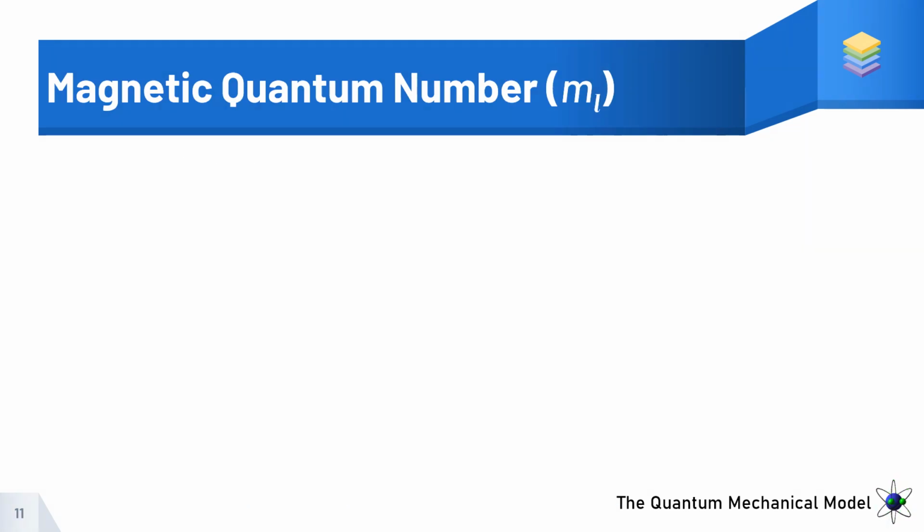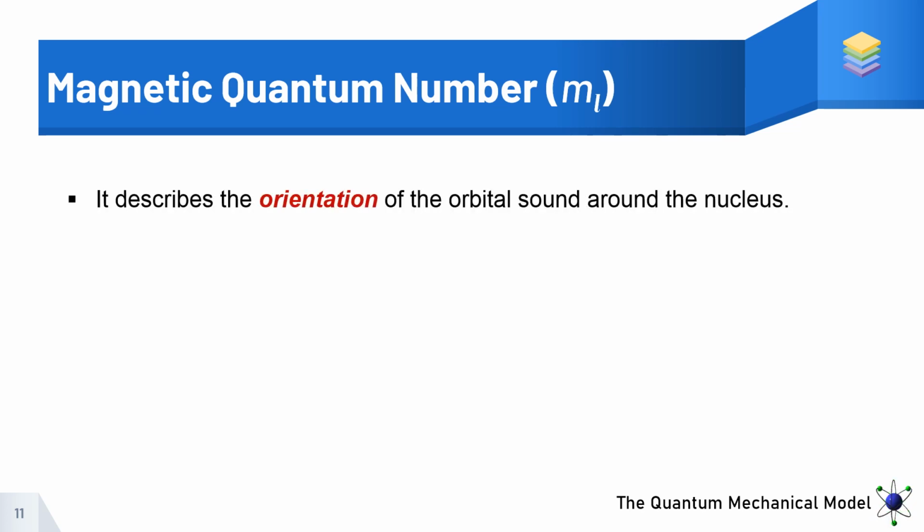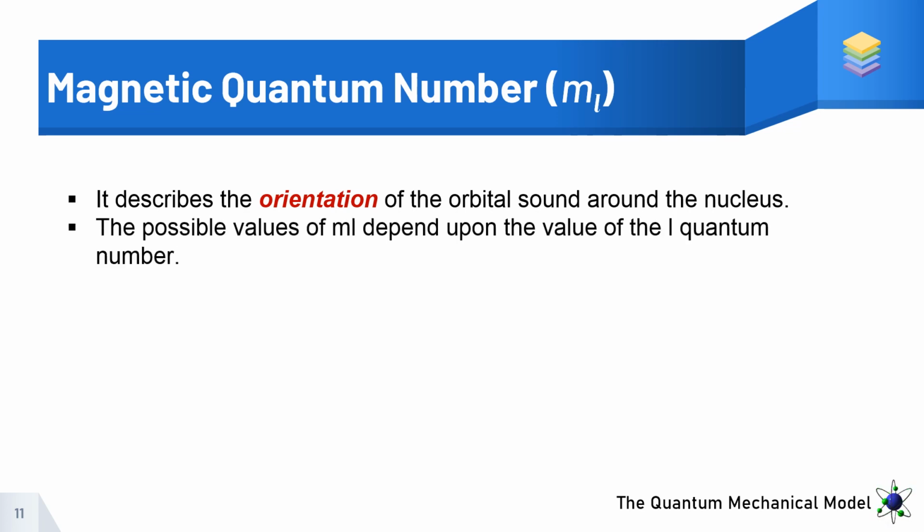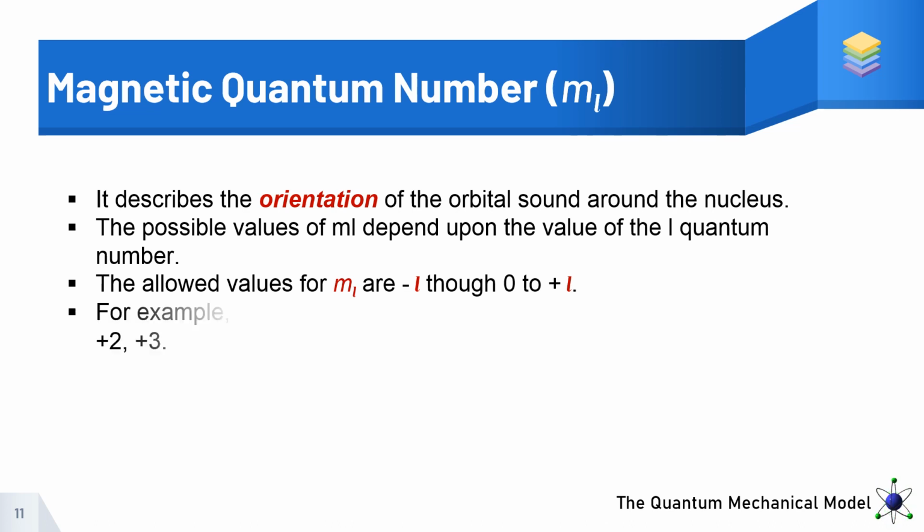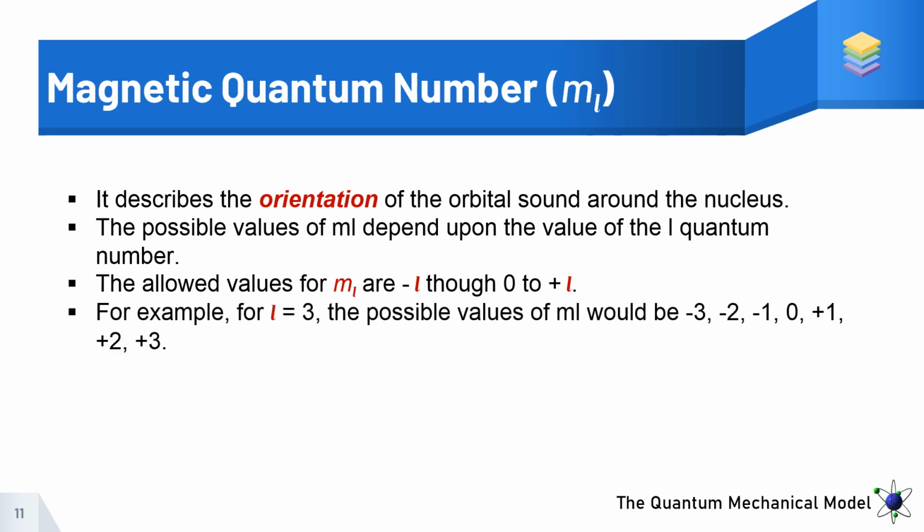Now, the third one, we have the magnetic quantum number, represented by ml. It describes the orientation of the orbital around the nucleus. The possible values of ml depend upon the value of the L quantum number. The allowed values for ml are negative L, through 0, to positive L. For example, for L equal to 3, the possible values of ml would be negative 3, negative 2, negative 1, 0, positive 1, positive 2, and positive 3.